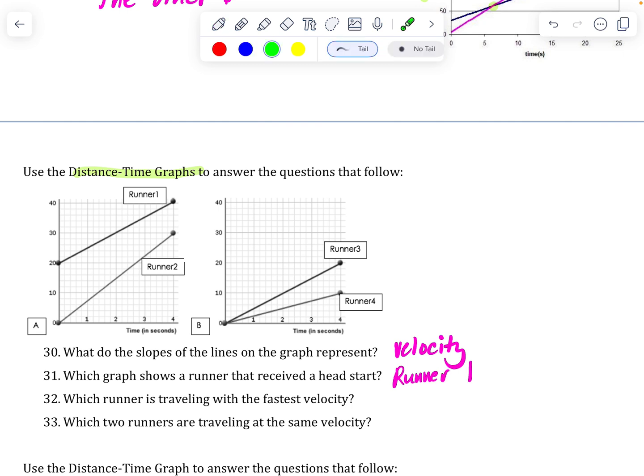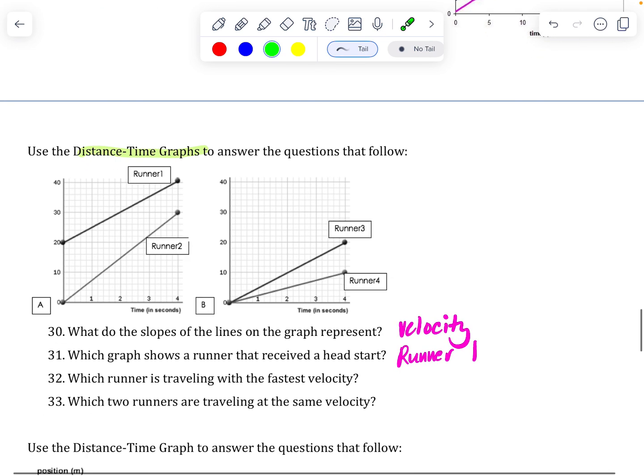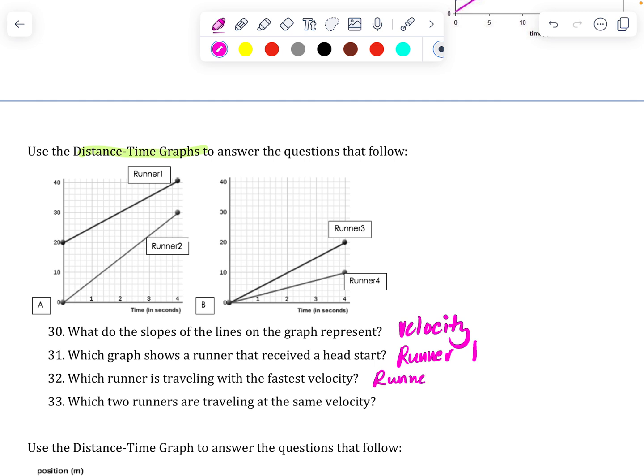Runner 1 started 20 meters or whatever that is. There's no label on that. Which runner is traveling with the fastest velocity? So this would be the steepest slope. I would say runner 2. So we'll say steepest slope.